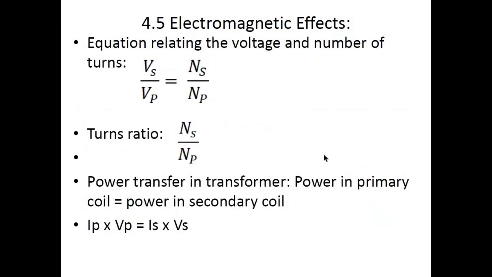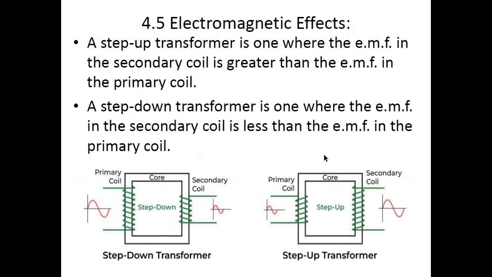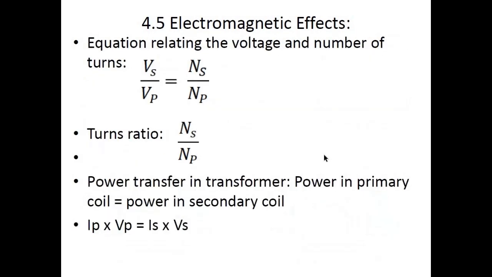Now there is only one formula that you need to remember that is used in this topic. Well, two actually, but it's not so difficult. These are basically two ratios which we use to calculate the relationship between voltage and number of turns of a transformer. VS, the voltage in the secondary coil, divided by VP, the voltage in the primary coil, is always equal to NS, the number of turns of the secondary coil, divided by NP, the number of turns of the primary coil.